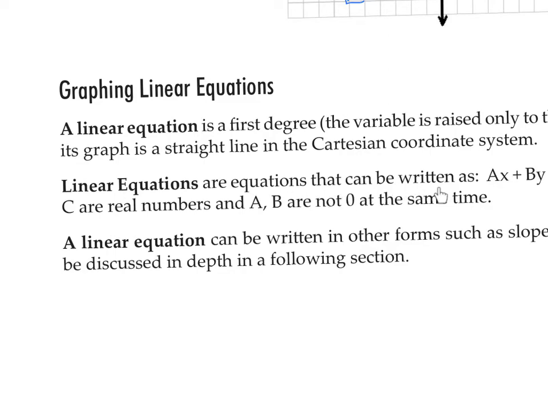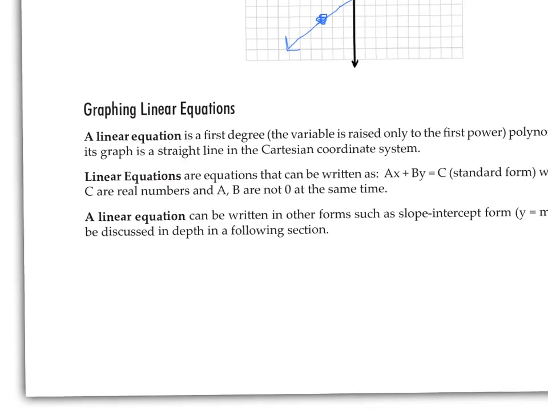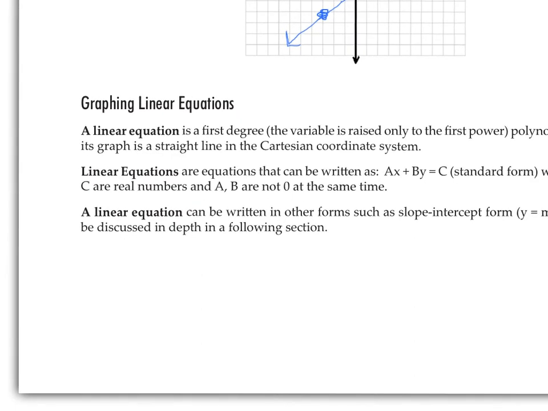Linear equations are equations that can be written in the form ax plus by equals c, which is just saying that the x term plus the y term equals a constant. This is what we call standard form, where a, b, and c are real numbers and a, b are not zero at the same time. So one of them could be zero, but they can't both be zero at the same time. A linear equation can be written in other forms, such as slope-intercept form, or y equals mx plus b, which we're going to talk about in a further lesson.